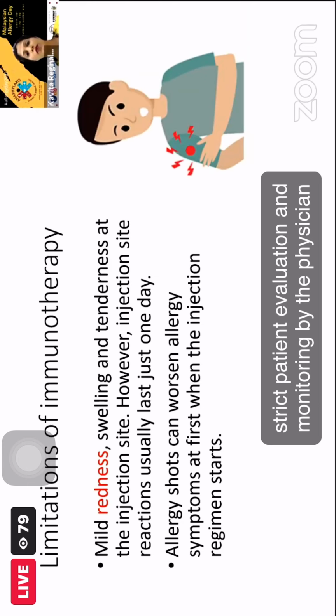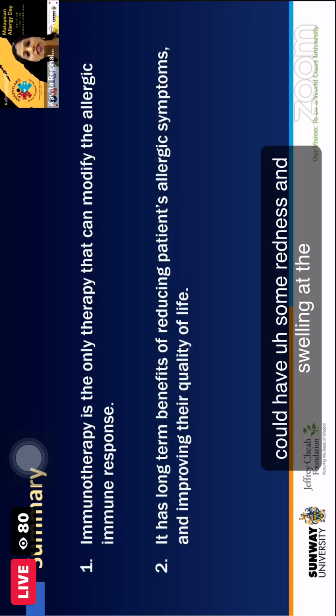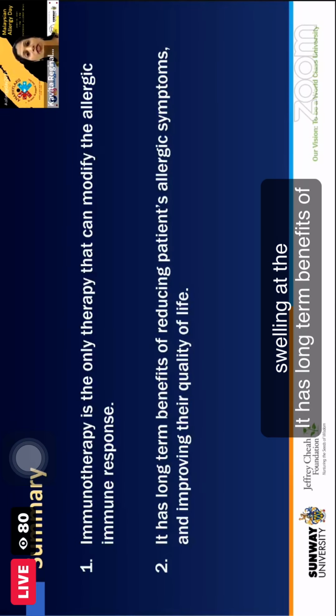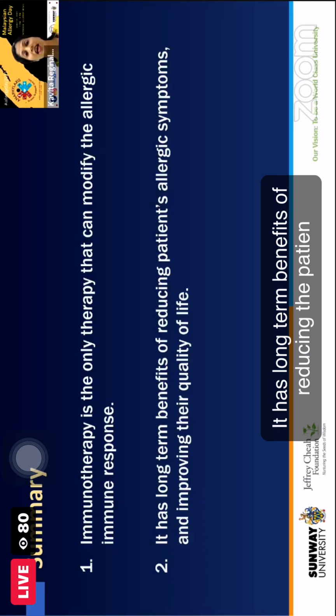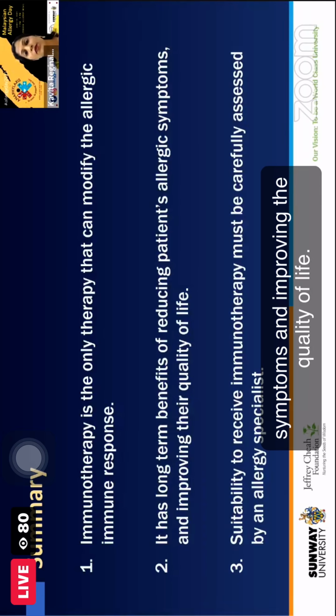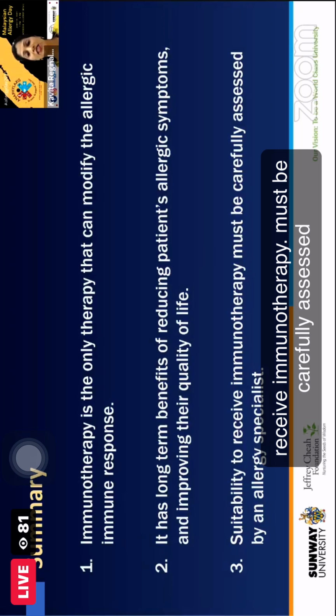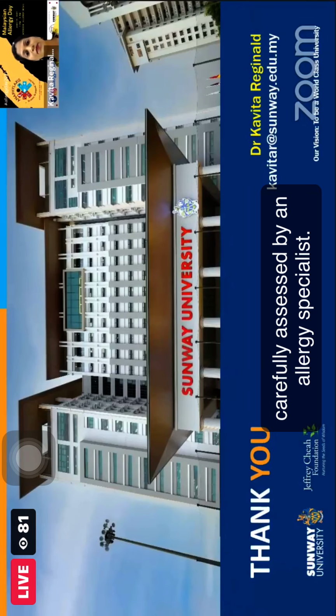As I've mentioned before, immunotherapy can modify the allergic immune response. It has long-term benefits of reducing the patient's allergic symptoms and improving the quality of life. Suitability to receive immunotherapy must be carefully assessed by an allergy specialist. So with this, I thank you for your attention.